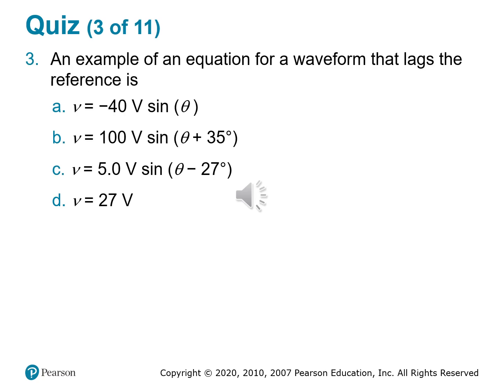Question 3, an example of an equation for a waveform that lags the reference is, and I'm going to just read the letters instead of all those equations. Is it A, B, C, or D? Go ahead and pause. And you're back. And the answer for number 3 is C. V is equal to 5.0 volts times sine of theta minus 27 degrees.